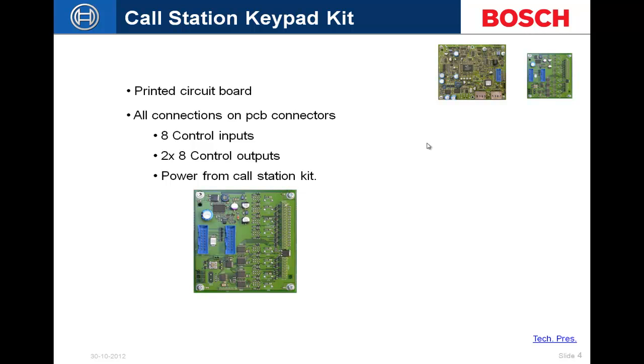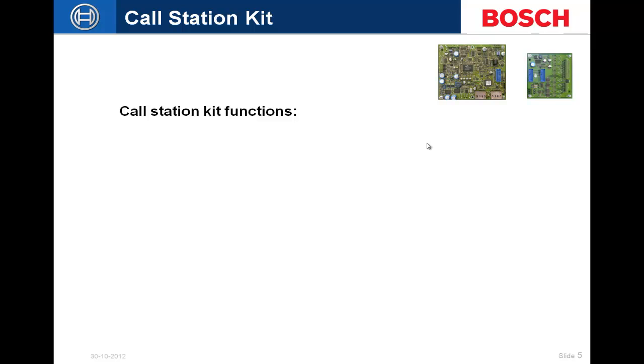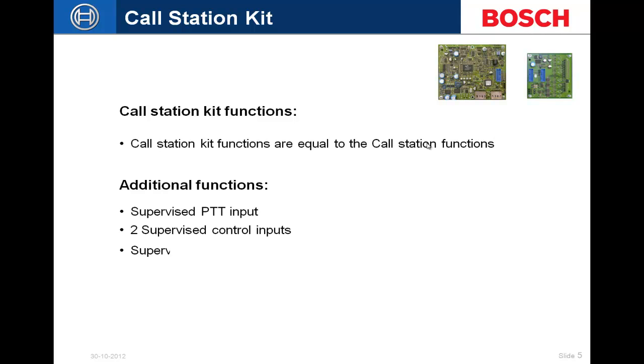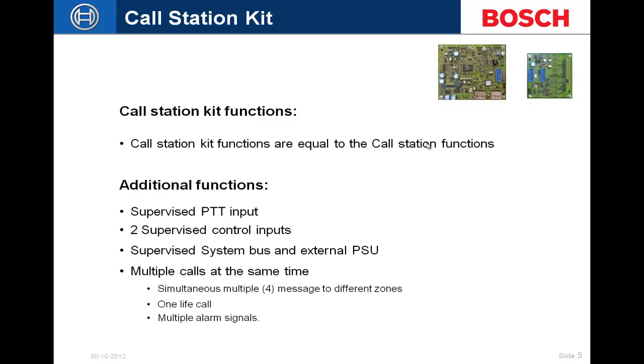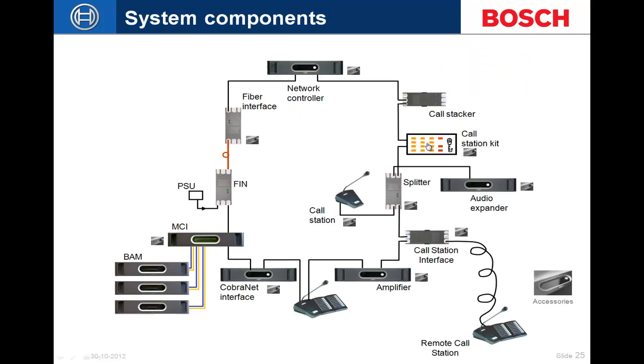Call station keypad kit, essentially going to get you 2x8 control outputs. Those control outputs are typically LEDs that are going to give you the zone status for selected, not selected, in use, and all that. 8 control inputs as well. That is your buttons to select zones and select macros. Basically, all the functions that a normal call station keypad would have, this is going to have that on a circuit board.